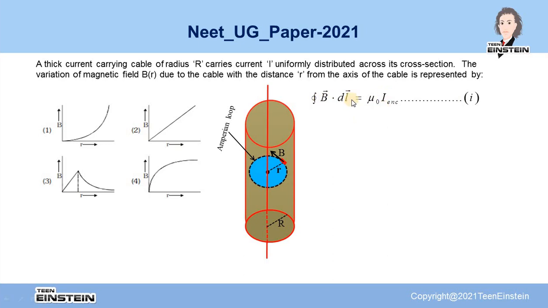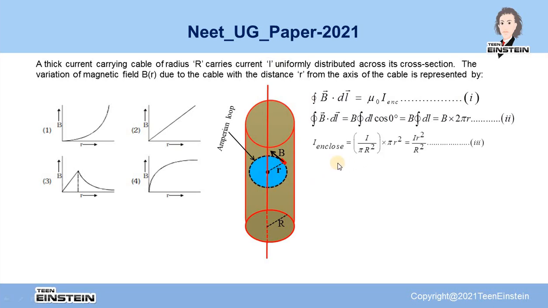Now let us solve this. On the left hand side, by symmetry, we can write B into 2 pi r. Now we have to find the current passing through this Amperian loop. It is not the full I which is passing through this Amperian loop. So we first find the current density, or current per unit area, and multiply it by the area of this Amperian loop so that we get the current passing through it.